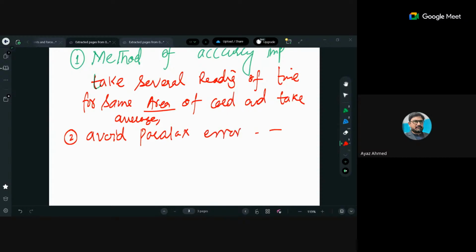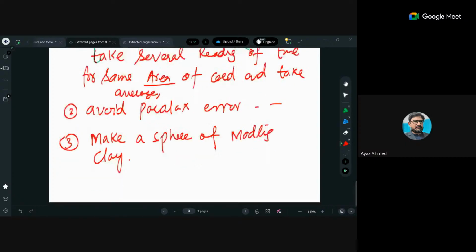Okay. Third, don't use the mass, that is, the modeling clay. Don't use modeling clay as a cube. Make or try to make a sphere of modeling clay. So these are all basically on your side, modeling clay. So you can write all these.